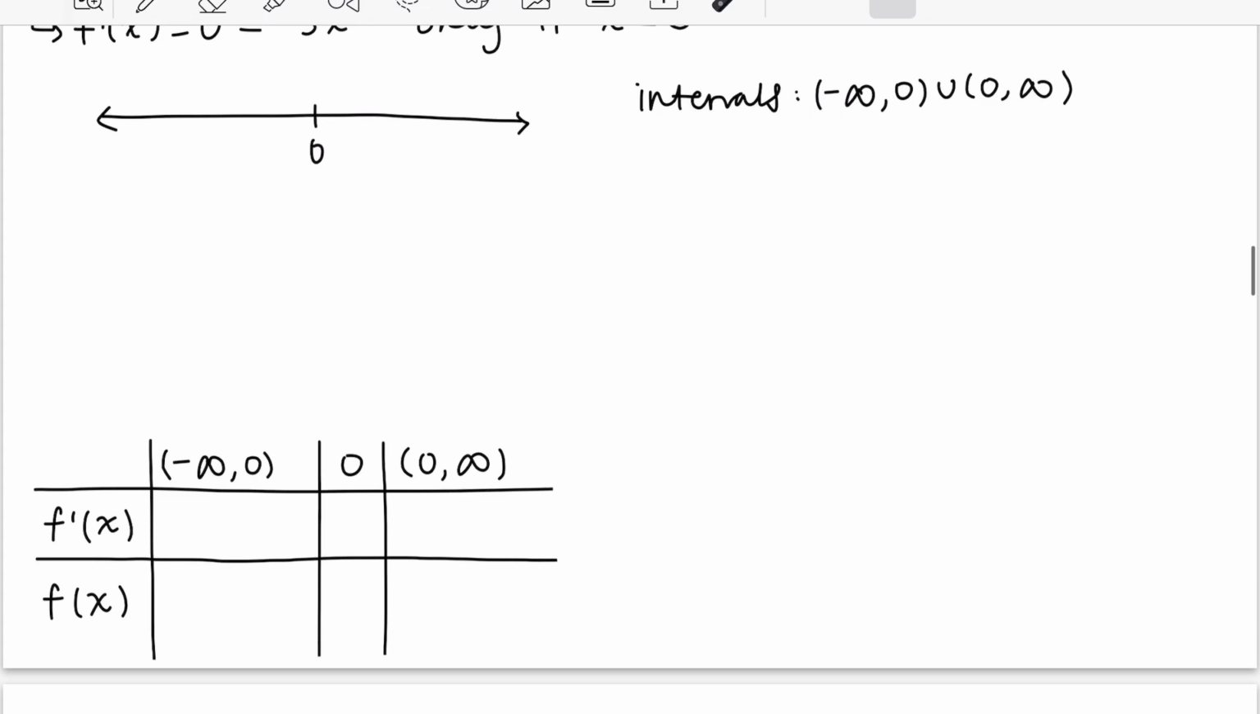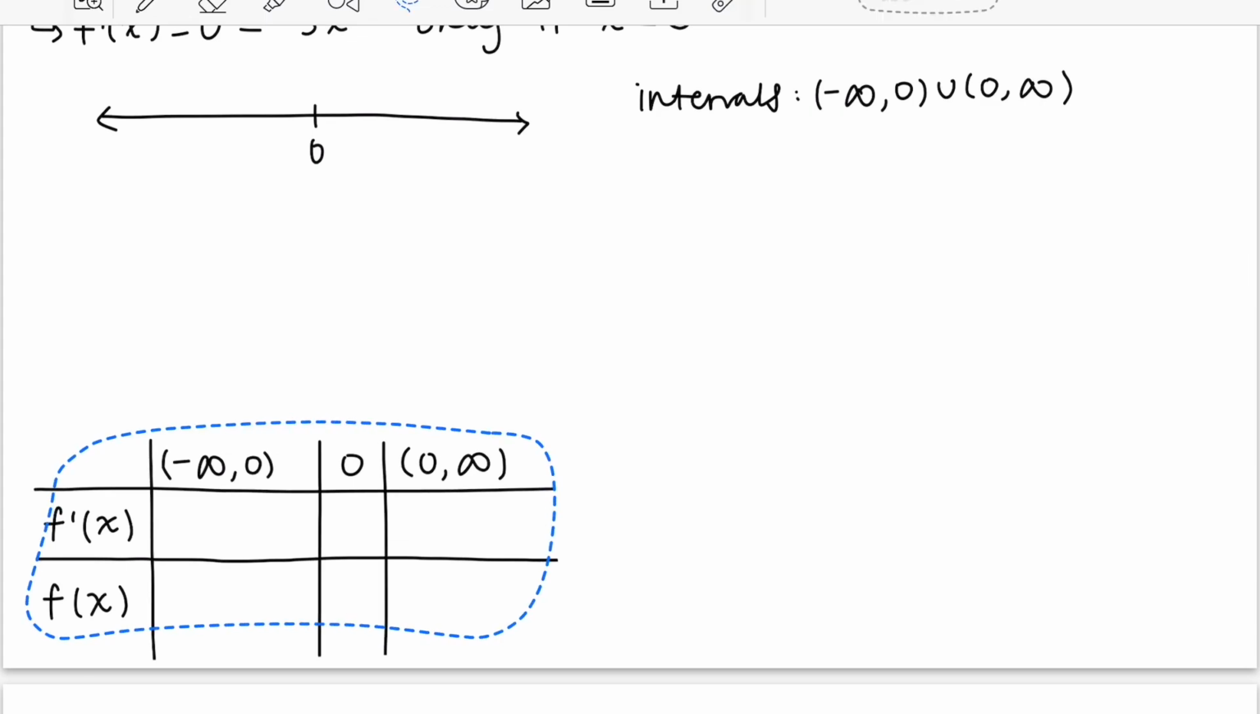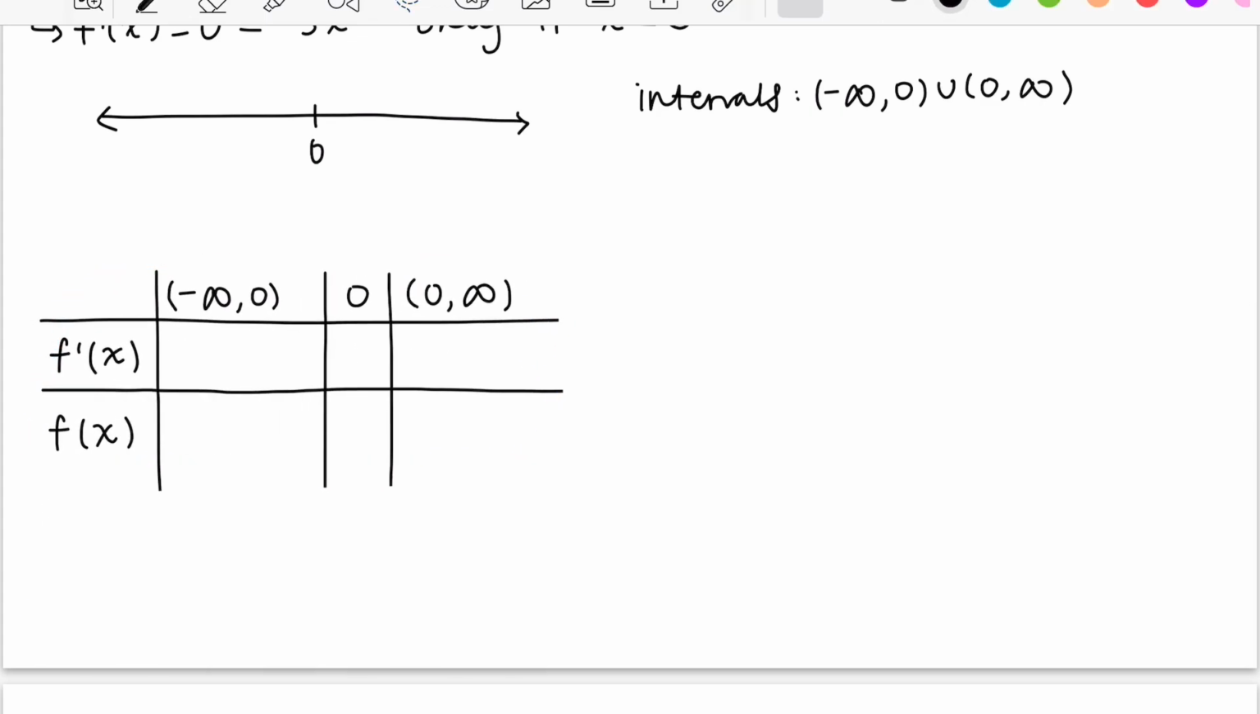I have some more room. I think I'll do that over here. Okay, the first one I'm going to look at is negative 1. Negative 1 lives in this interval here. So plugging negative 1 into our derivative, we get a negative. Then we're going to plug in a number in this interval. So I'm just going to choose 1. Again, these can be easy numbers as long as they're in these intervals.